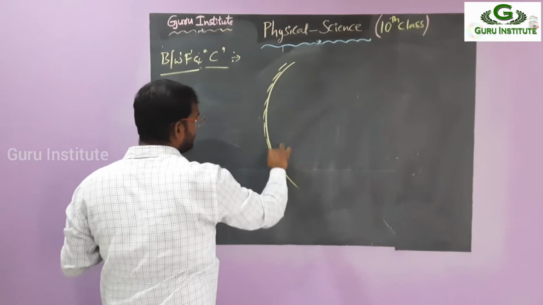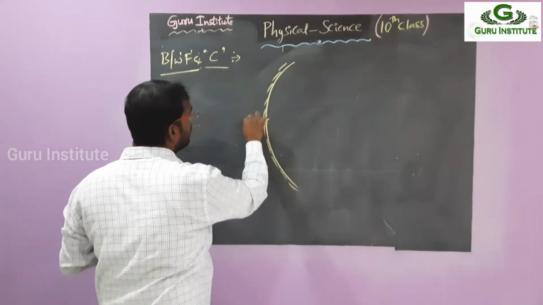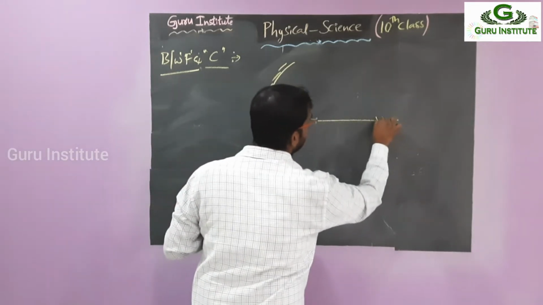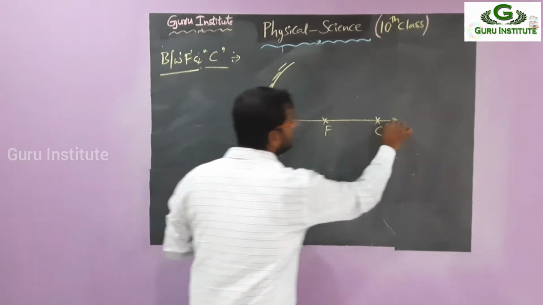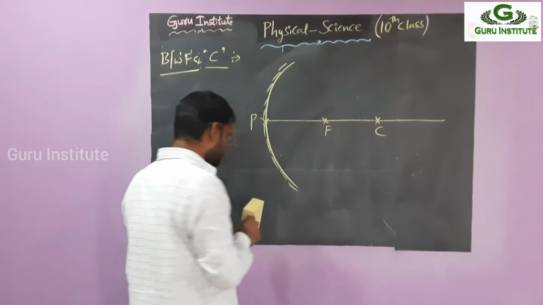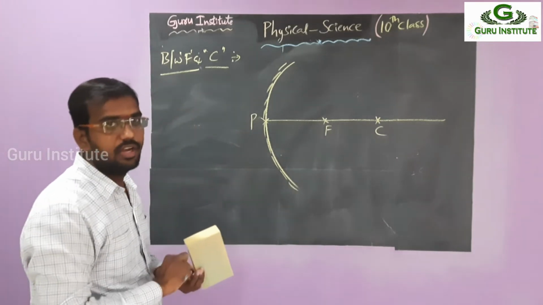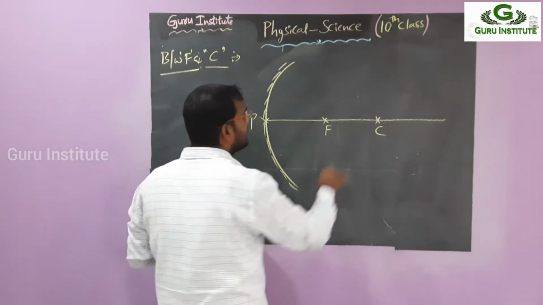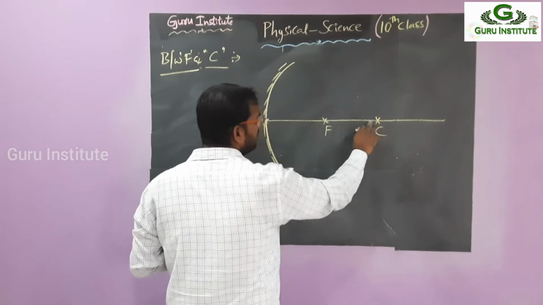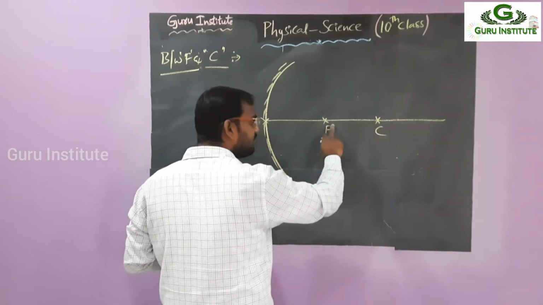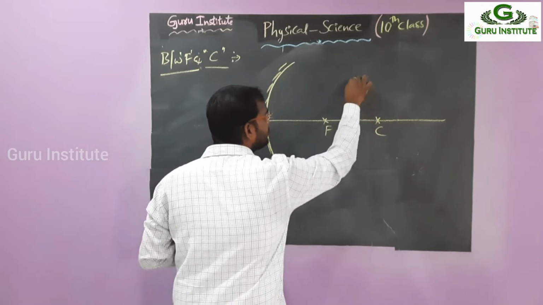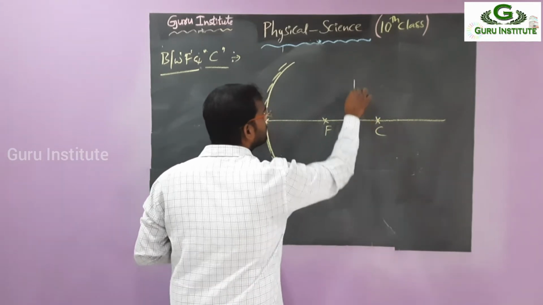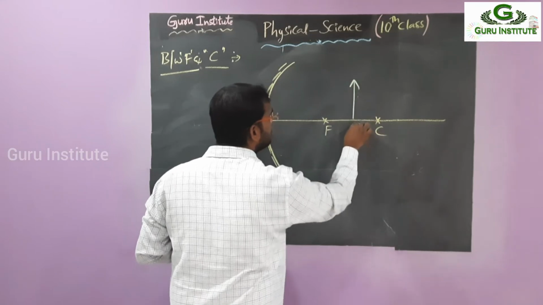Again shading, then this is the pole, this is the center of curvature, this is the focus, exactly in the middle, this is the principal axis. So where we have to take the object, we have to take the object between F and C, wherever you can take. So I am taking it in the middle for our convenience. So this is the object.